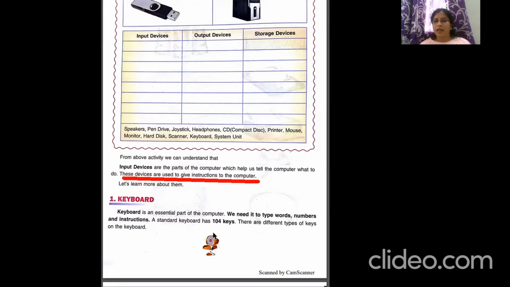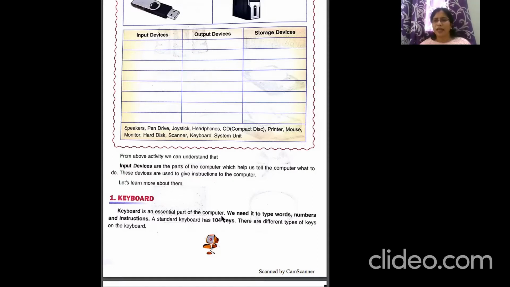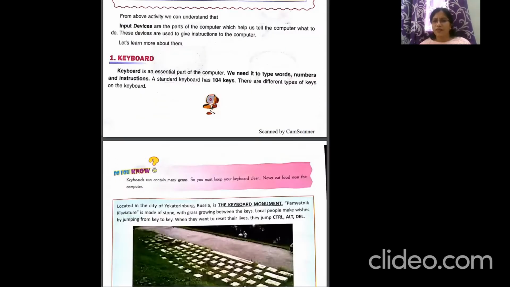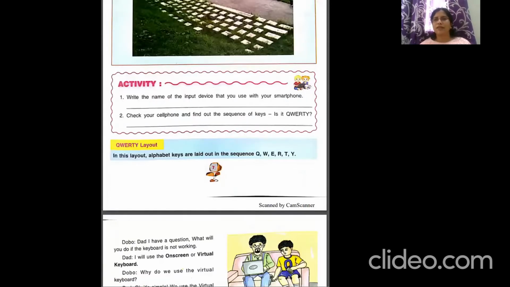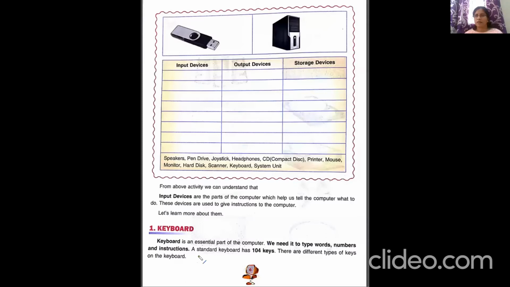Now let us see a few input devices. Keyboard. The keyboard is an essential part of the computer, right? It's very essential. Whenever we need to type words, we use the keyboard, correct? A standard keyboard has 104 keys. Not all the keyboards present on your laptop might have 104 keys. It differs, but when we talk about a standard keyboard, children, it has 104 keys.